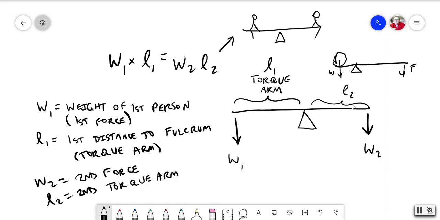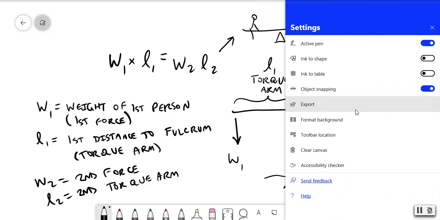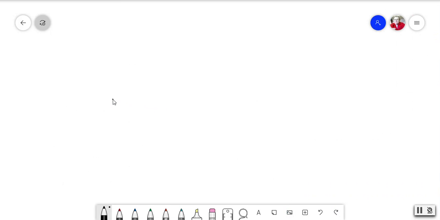So what we see here is a bad lever, but that's okay. Actually, let me just clear the board and draw it new. Okay. That's not much better. Okay, that's a little bit better. We'll go with it.